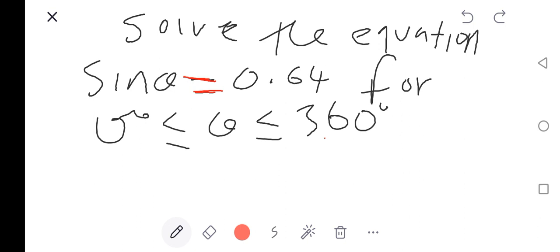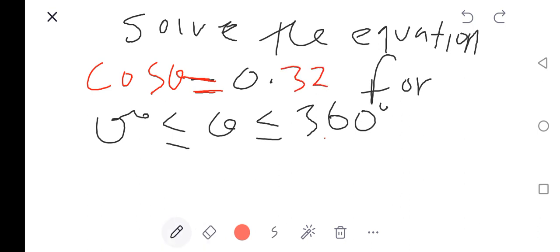So, imagine if I was given a question. If this was my question, copy that question, and here I am given 32. After finding theta, are you going to subtract from 360 or not?